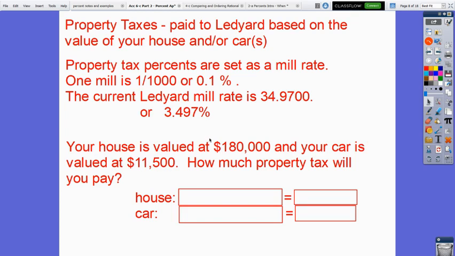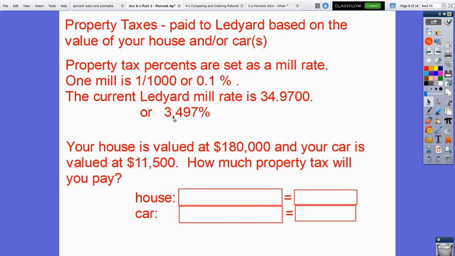So if your house is worth $180,000 and you have a car that's worth $11,500, how much property tax do you pay? Okay, so again, this is like income tax where it's not added on. It's just a percent of a number.